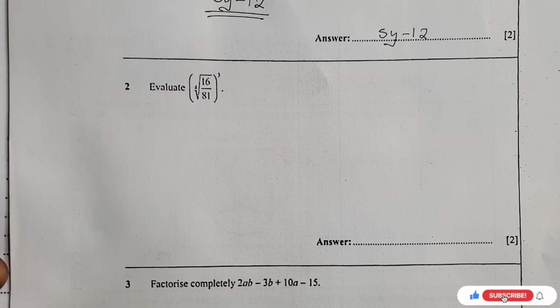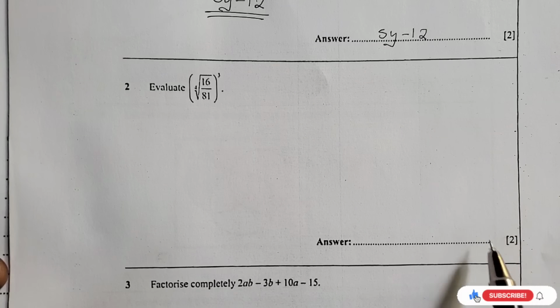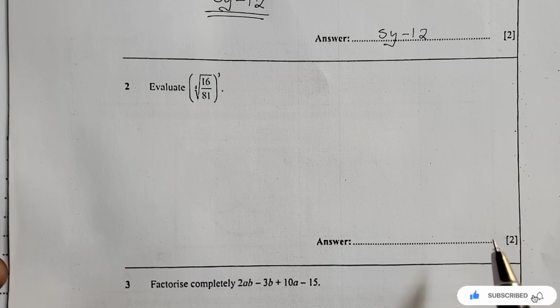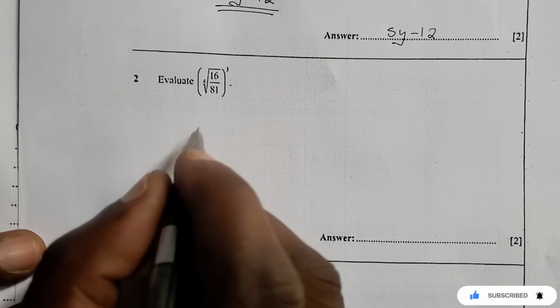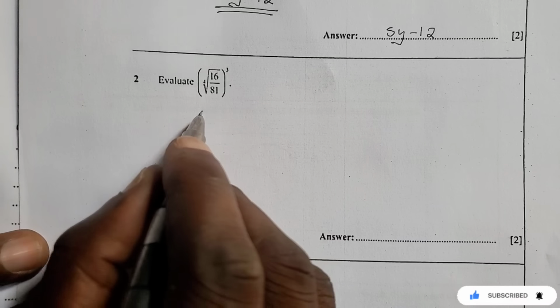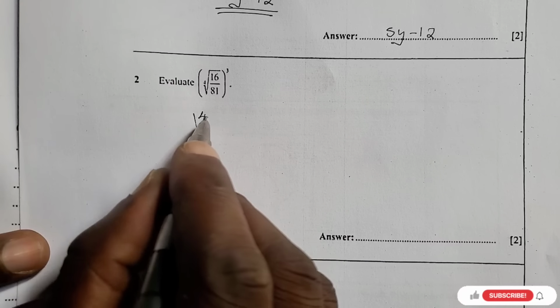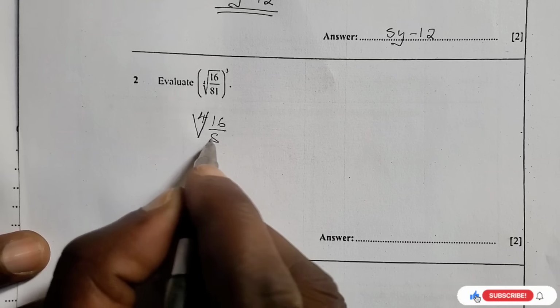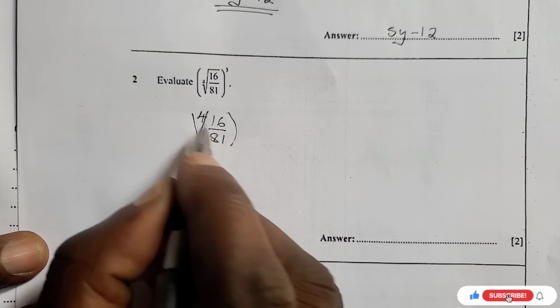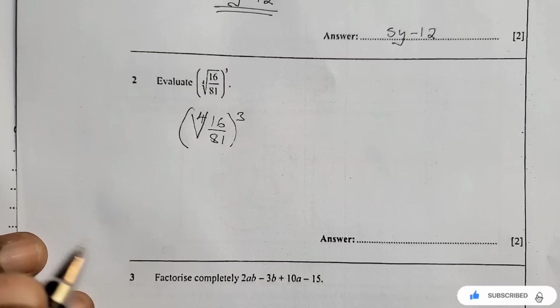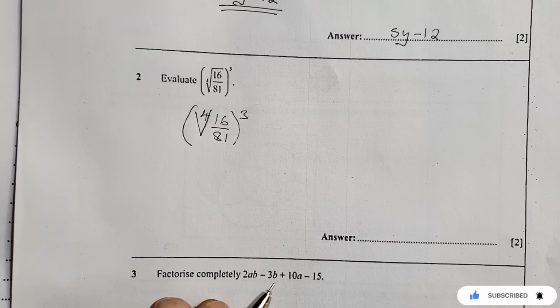You have to make sure when answering these questions, if it's 2 marks, as a way of managing time during the exam, you need to solve the question in less than 2 minutes. All right. So what do we have here? We're asked to evaluate the 4th root of 16 over 81, to the power 3. That's what we are having.